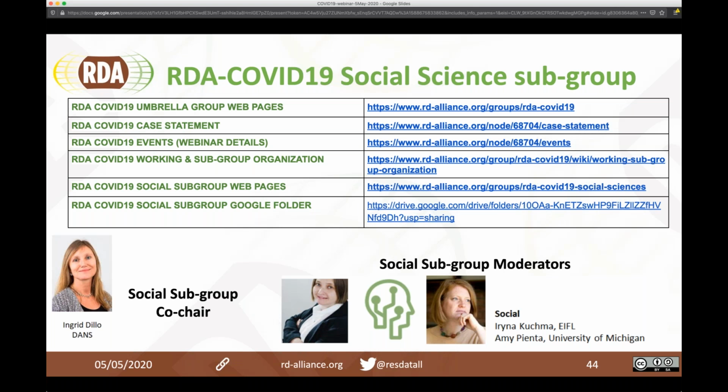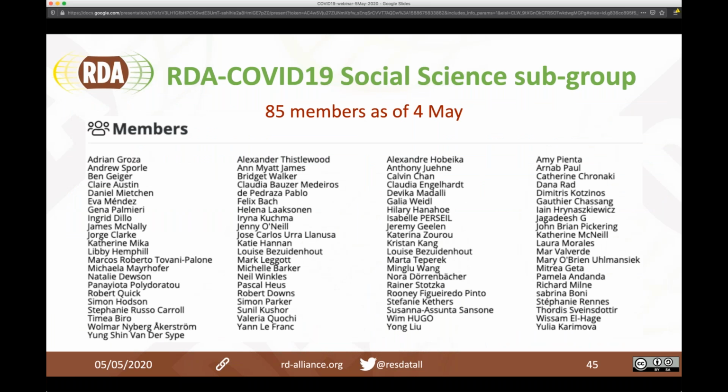And like many of the groups, you can find out more information about the social subgroup from the various parts of the RDA COVID social work group section, with all links provided here on the slide, and easy for you to catch up on what is going on. We have, as of yesterday, 85 members of the social science subgroup, with many of these helpful volunteers very active in producing the recommendations from our group. Next slide.